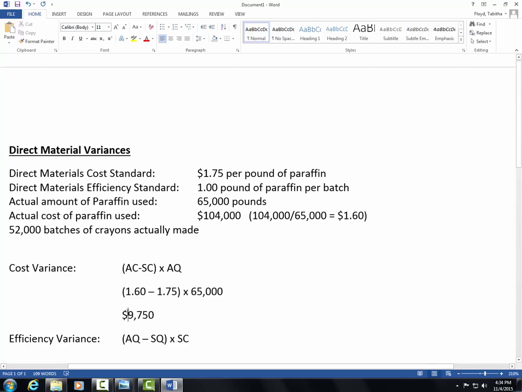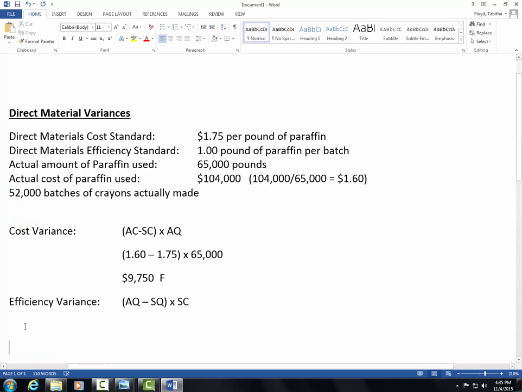Now our variances are always either favorable or unfavorable. They're favorable if they increase operating income, unfavorable if they decrease operating income. Well, here our actual costs were a lot less than what we had planned to pay. We paid $1.60 a pound. We had budgeted, our standard was $1.75. So we expected to pay $1.75. We paid a lot less than that. So when our expenses are lower, our operating income's higher. So this is a favorable variance.